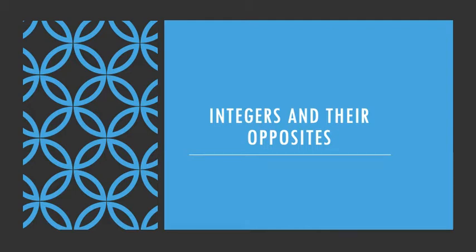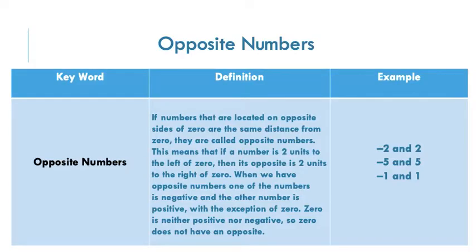Hello, mathematicians. Today we're going to be learning about integers and their opposites. Opposite numbers. If numbers that are located on opposite sides of zero are the same distance from zero, they are called opposite numbers. This means that if a number is 2 units to the left of zero, then its opposite is 2 units to the right of zero.